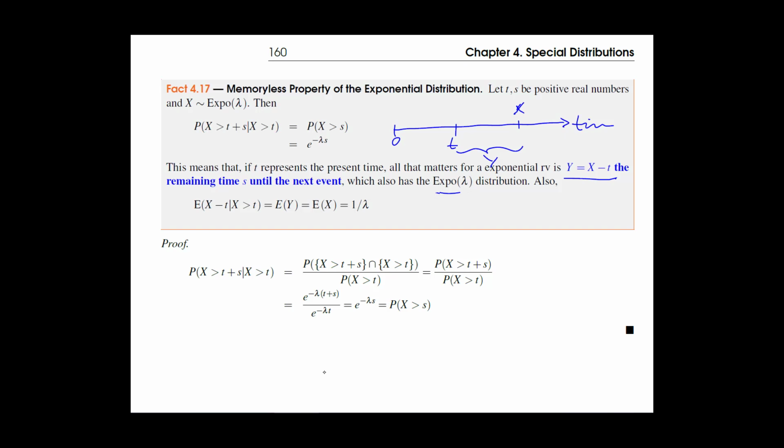So this expected value is really of y, where x minus t is y. This is saying, what is the expected value of the remaining time until the next event? So the actual time x minus the present time t, given that it hasn't happened yet, that's your random variable y. So it's just the expected value of y, which has the same distribution as x. So it's also the expected value of x, which equals 1 over lambda.